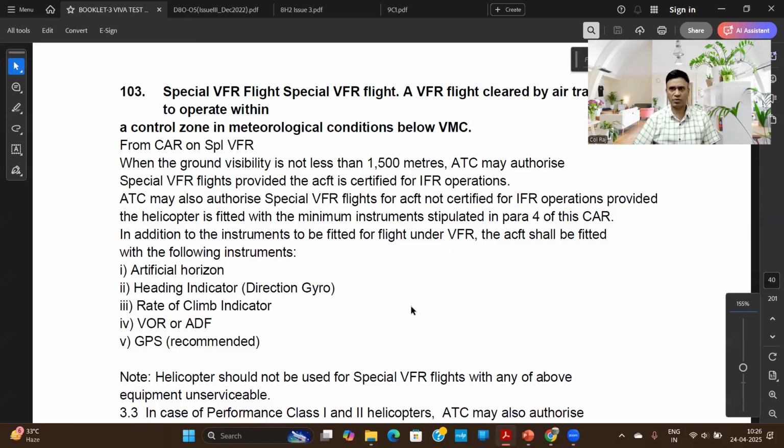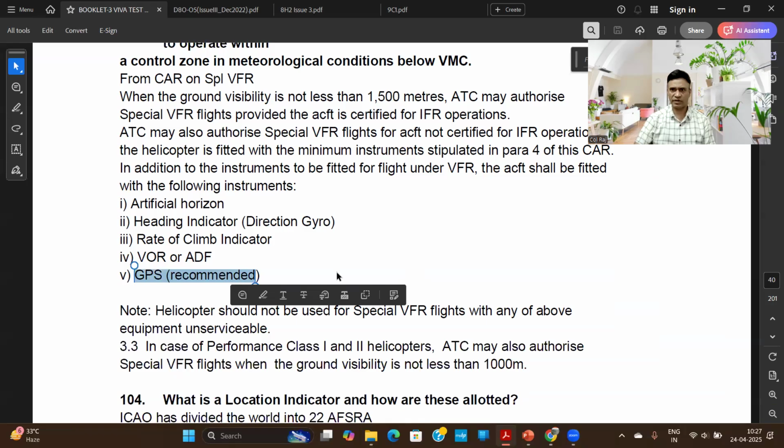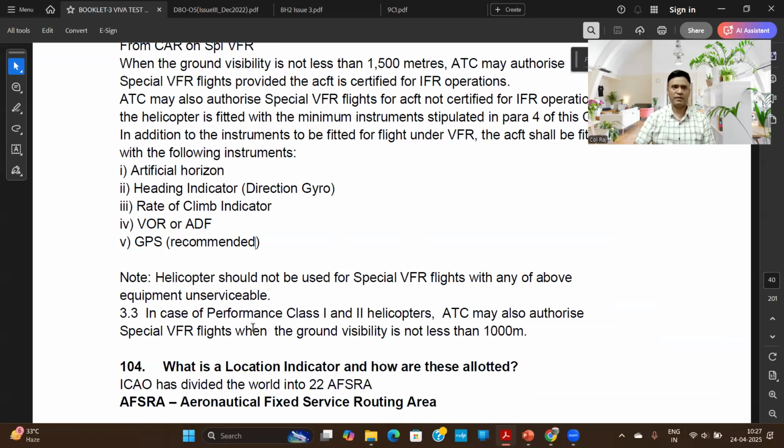Nowadays, since the NDBs are out of most stations, VOR has become more mandatory, and a recommended option is to have the GPS. If any of this equipment becomes unserviceable, then you should not fly special VFR. Although it is recommended here, I would suggest that you don't try special VFR if your aircraft doesn't have GPS. It becomes very tough.